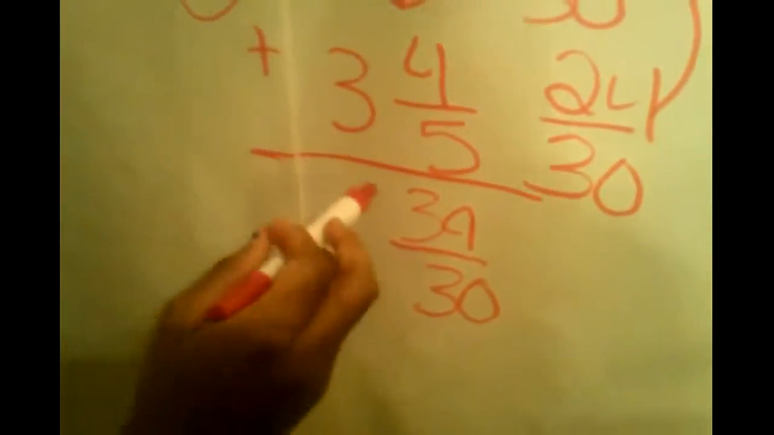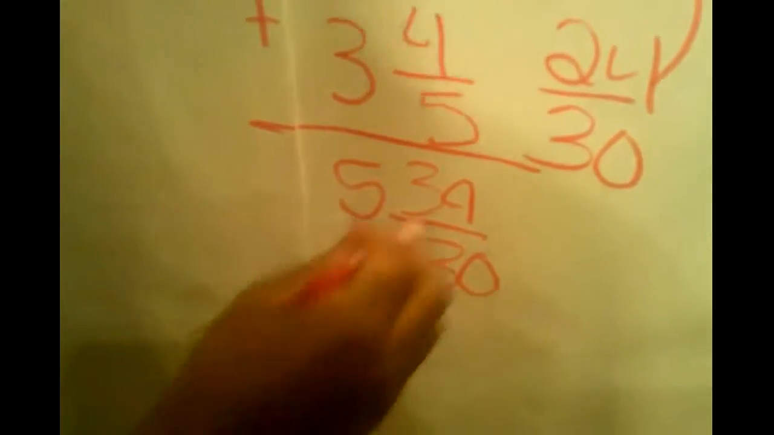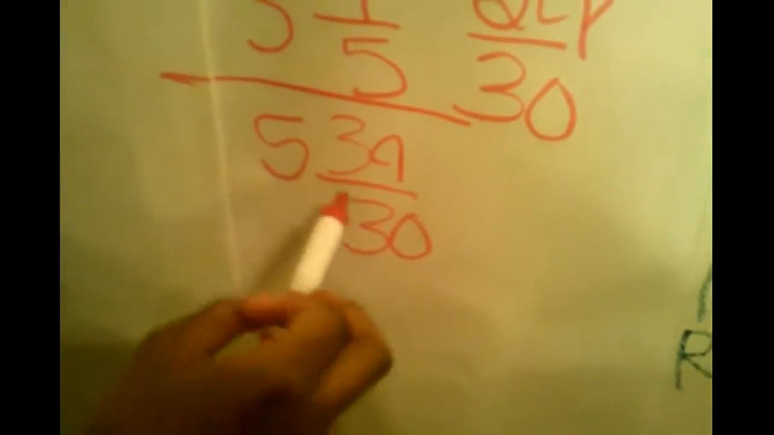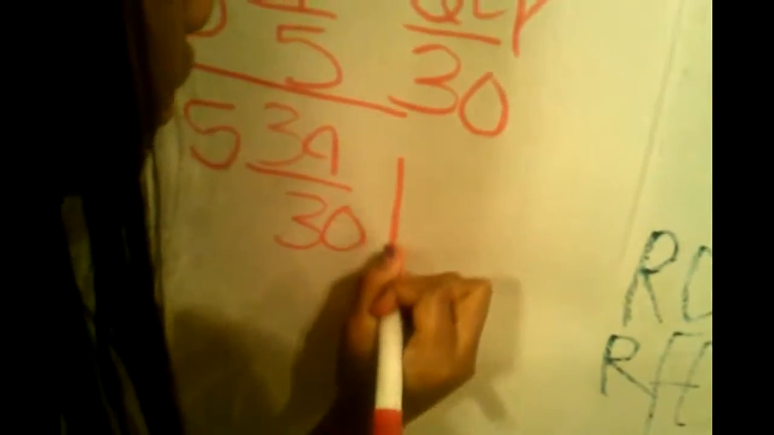Then you do 39 over 30, and you keep the same denominator. When you add both of these, you get 39. You put that as the numerator. Then 2 plus 3 equals 5. And this is an improper fraction, so you do how many times can 30 go into 39? It can go into it once, remainder 9, and you keep the same denominator.